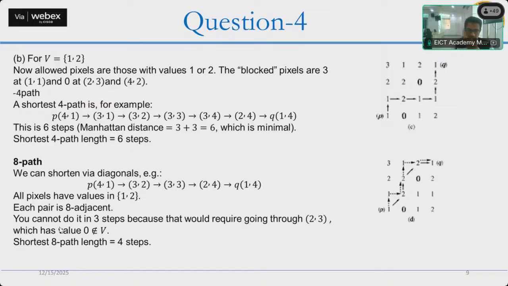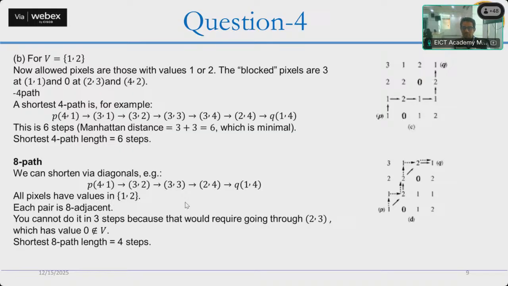So what has been shown here is that you can't do it in 3 steps. Somebody says, I can directly go to this one 0 and then from 0 to 1. The only problem is, if instead of 0 here it would be 2, then you can do it in the 3 steps. But since 0 is not part of the V, that's why this path is not allowed.